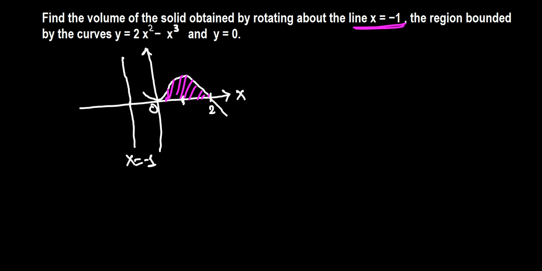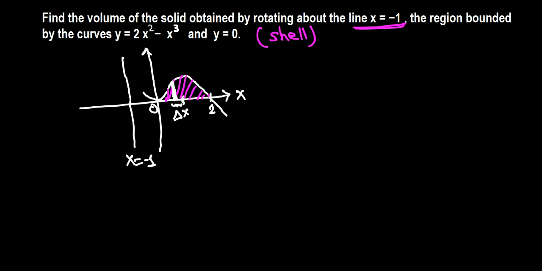And we are using cylindrical shells. In fact, the disc washer method is very difficult, so the shell method. We are revolving about x equals -1, so we need to take a sample rectangle parallel to this line, so it will be a vertical line. We want to take a sample rectangle parallel to the axis of rotation, of small width delta x on the x-axis.